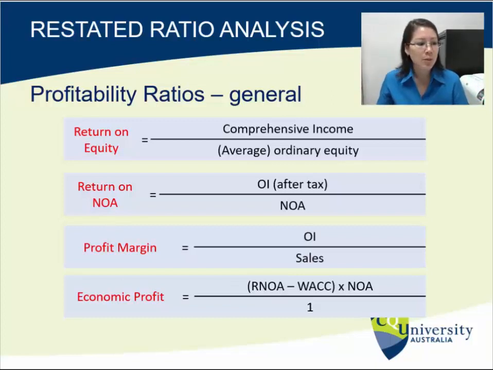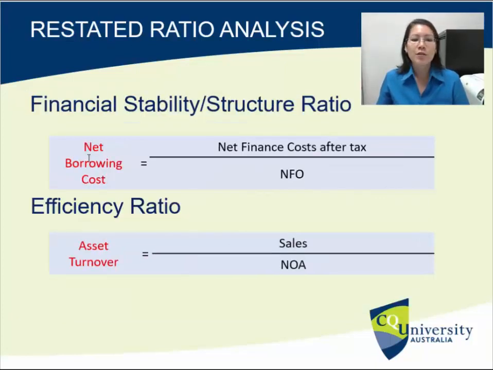Okay, so that's economic profit. That's our profitability ratios for our restated financials. Now we'll just have a look at a ratio under financial stability and one under efficiency for our restated ratios. So you only have to do six ratios for your restated financials. So we have a look under financial stability at net borrowing cost, which again, think about it in terms of your interest rate on your loan.